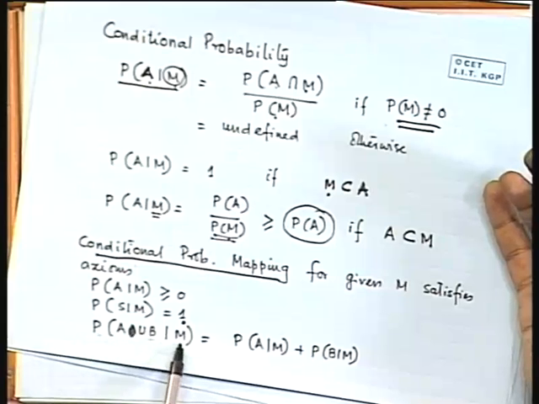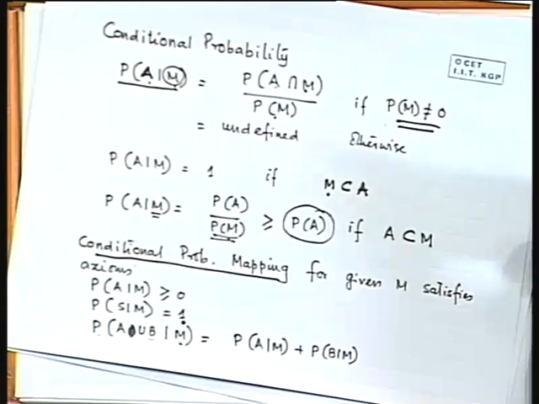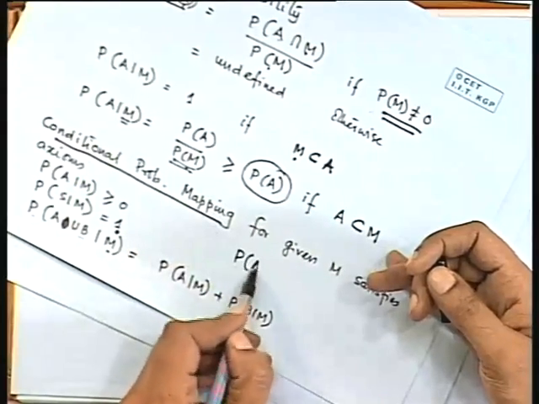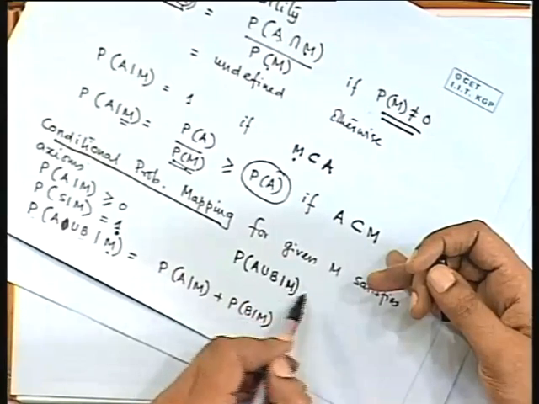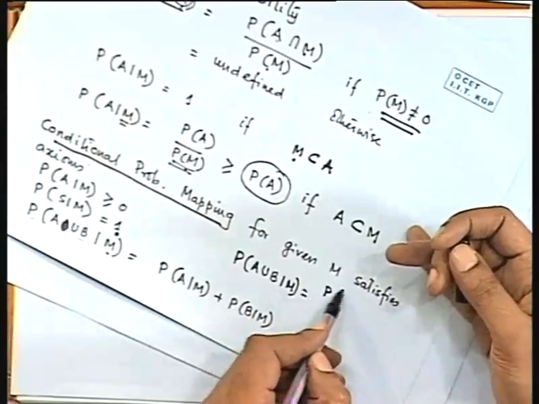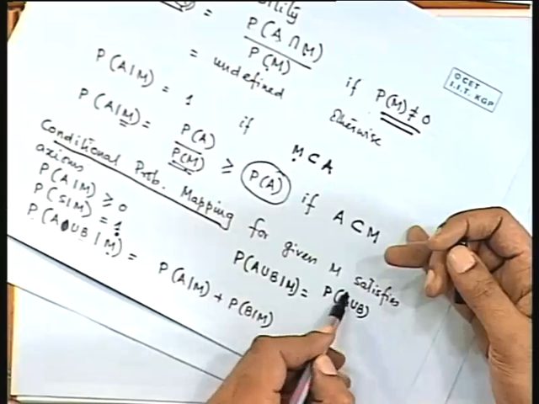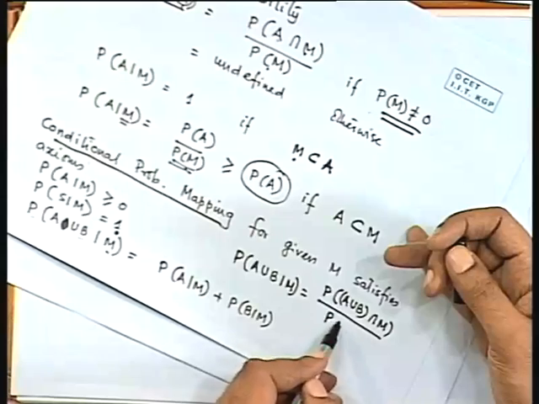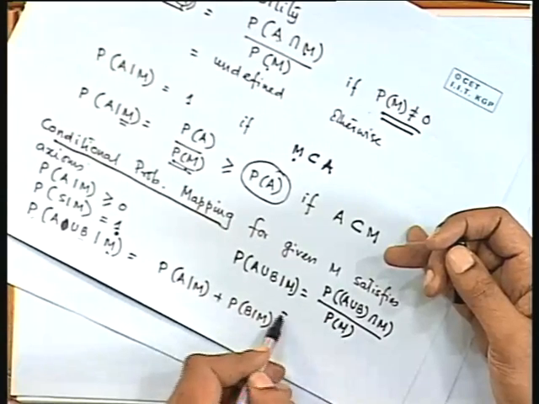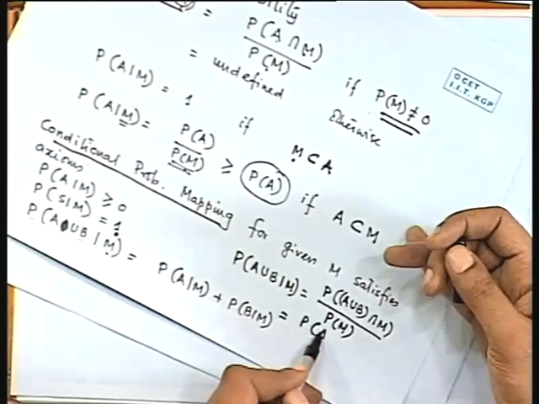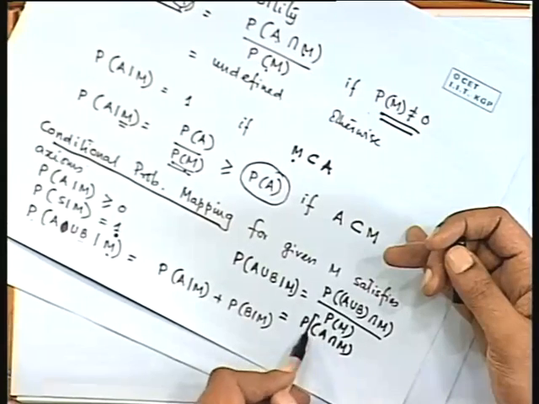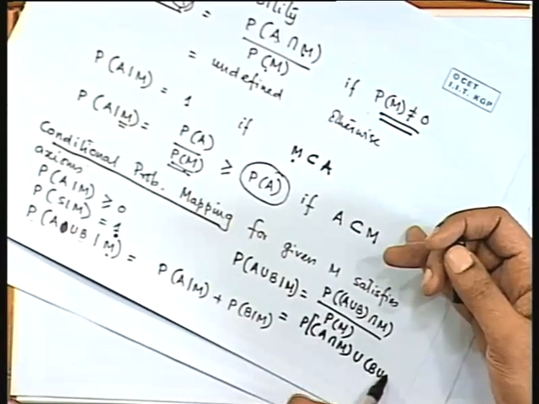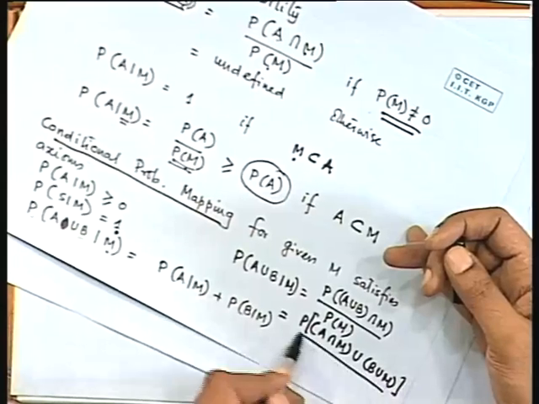And probability of A union B given M is probability of A given M plus probability of B given M. Why? Because probability of A union B given M, let's just work it out, is equal to probability of A union B intersection M divided by probability of M, which is equal to probability of A intersection M union B intersection M by probability of M.